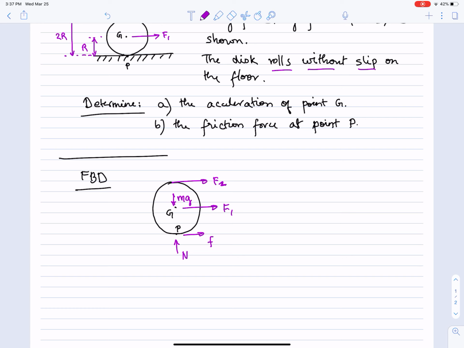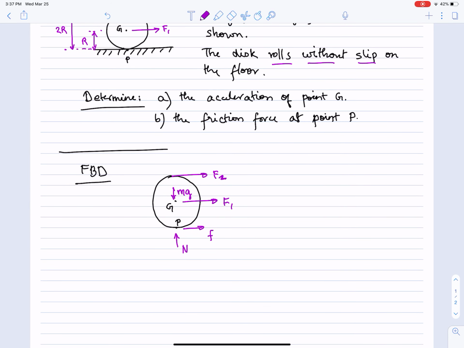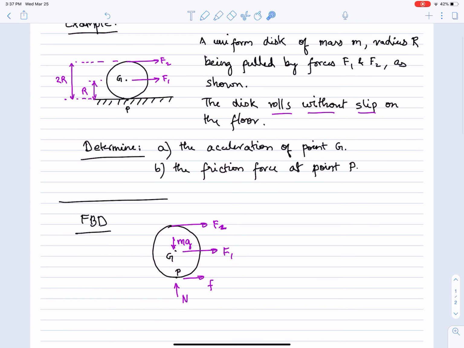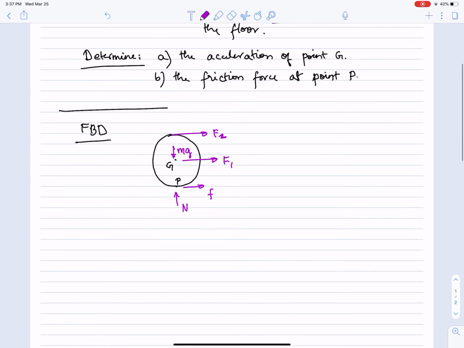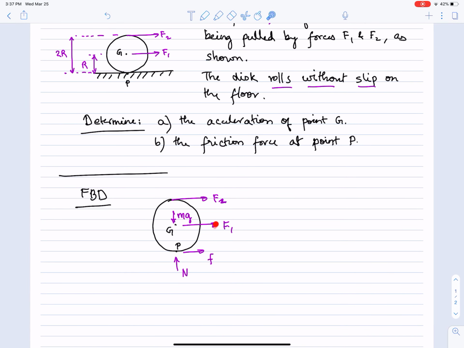Okay, let's try to find all these quantities. For this problem, we may need to use all those equations, specifically sum of moments equals I alpha, as well as sum of forces equals ma, because we've been asked both about the force as well as the acceleration. Okay, let's just go systematically. First of all, as soon as you see rolls without slip, you can write out a relationship between the angular acceleration or the angular velocity and the linear acceleration or the linear velocity.